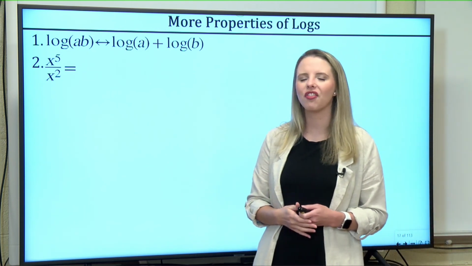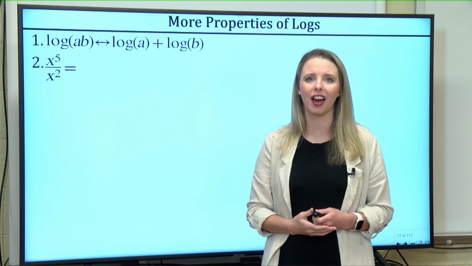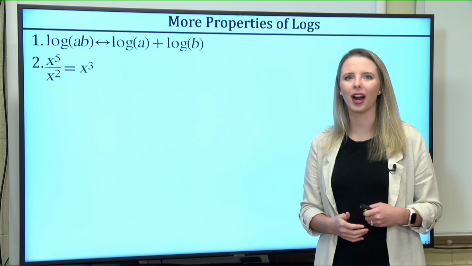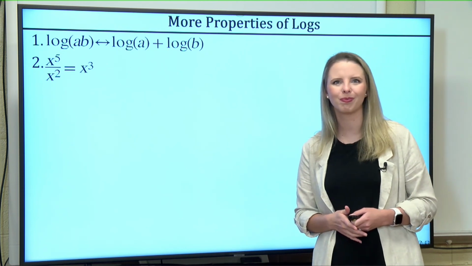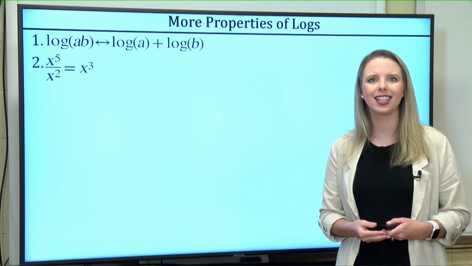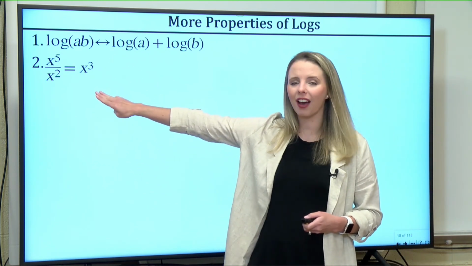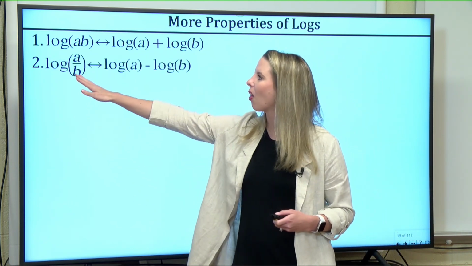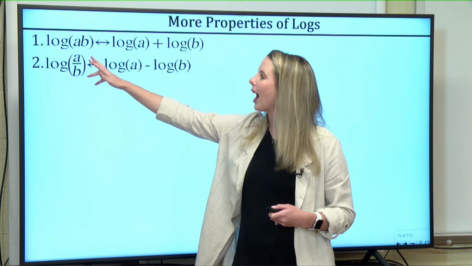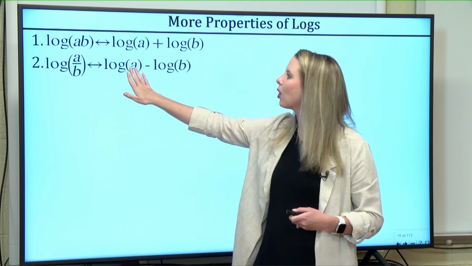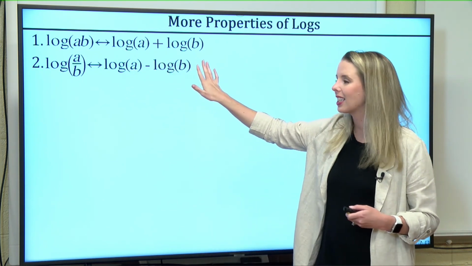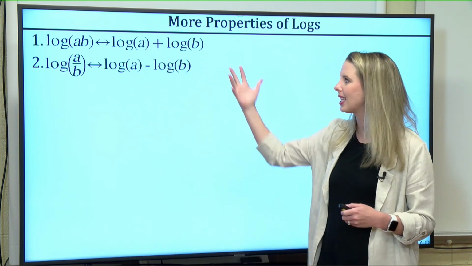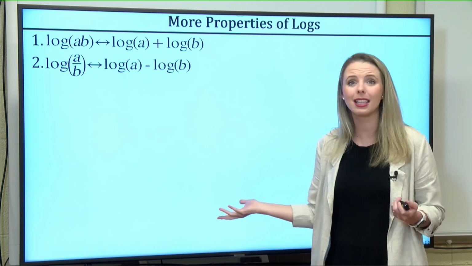If I gave you x to the 5th divided by x squared, and I asked you to simplify that, what would it simplify to? X cubed, right? But how did you get x cubed? What did you do? You said 5 minus 2, right? Okay, so we knew that if we were dividing exponents, that translated to subtraction. Same thing with logarithms. If we're saying log of a divided by b, we can say log of a minus log of b. Hence, look at this, the whole time my bases are never changing. My base is remaining the same. In this case, we understand that the base is 10, but your base can be anything.